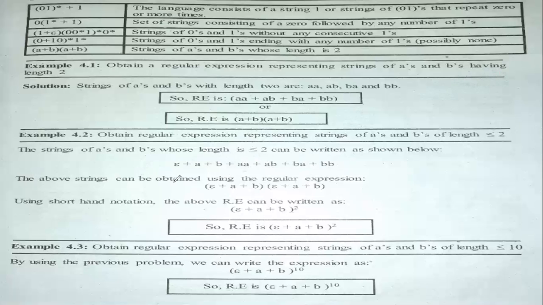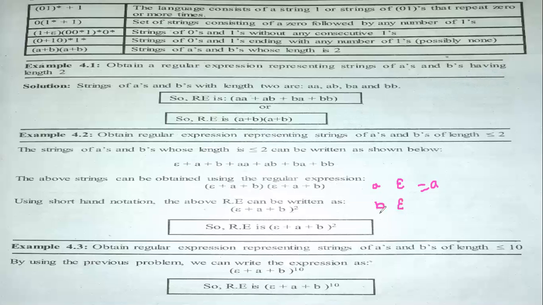The above strings can be obtained using the regular expression, with the same formula we used earlier: (epsilon + A + B)(epsilon + A + B). If you want to get epsilon, here epsilon will occur and here epsilon will occur, so the result will be epsilon exactly. Then if you want to get a single A, the first set will have A and the second set will have epsilon. The outcome will be A exactly. If you want to get a B, the first set will have B and the second set will have epsilon.